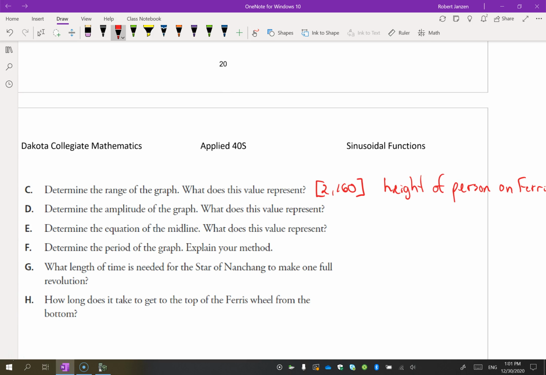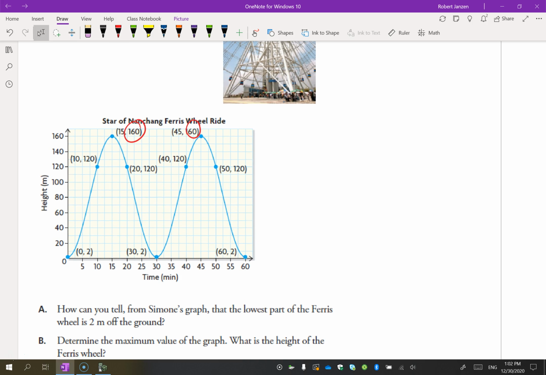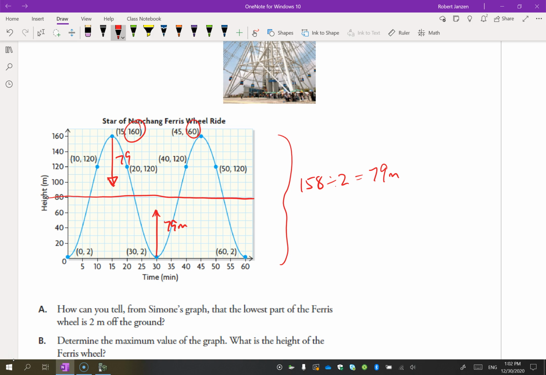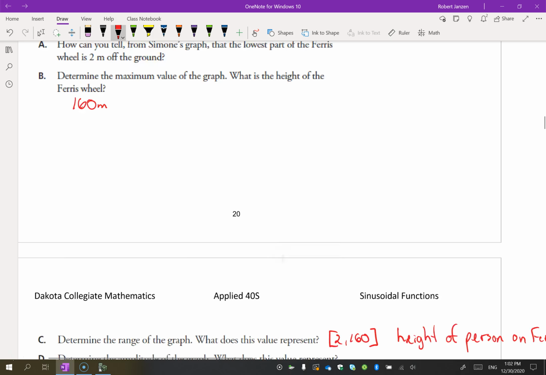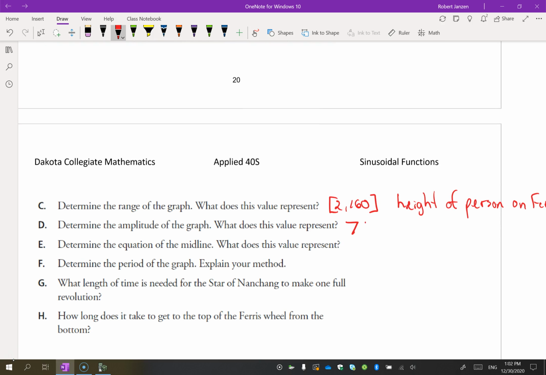Determine the amplitude. Well, amplitude, if we look at the graph, is from the highest to the lowest. So somewhere in the middle here we have to have a midline. Well, we don't need to guess that. We know this is 158, right? From 2 to 160 is 158. And if we divide that by 2, this is going to give us 79 meters. So I know that if I go down 79 meters or up 79 meters, that's where the midline is going to be. So it should be right here at 81, right? 2 plus 79 would be 81. So the amplitude is 79 meters. That's how much we go up and down from the midline. The equation of the midline is y equals 81. That's the average height.